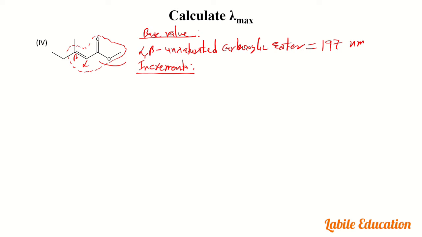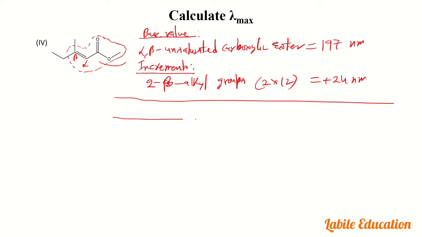So you can see at beta there are two alkyl groups, two beta alkyl groups. It will contribute double value of the increment, that is 12 into 2, total 24 nanometer. And there is nothing else.